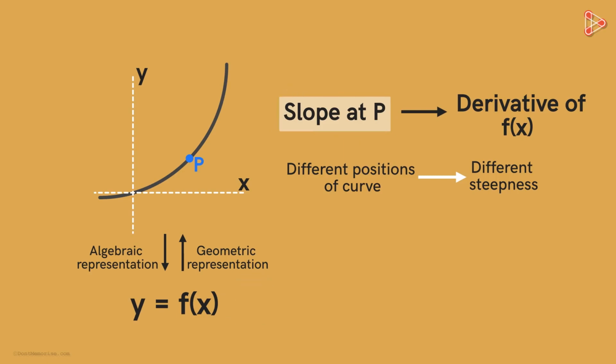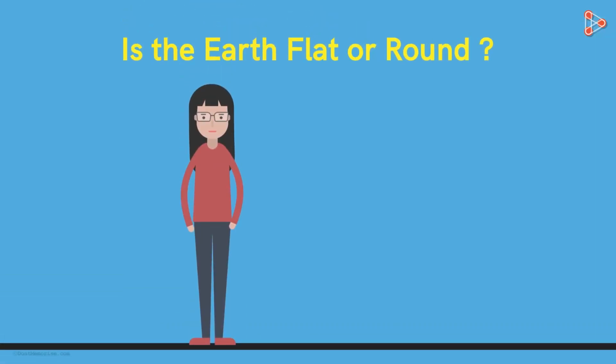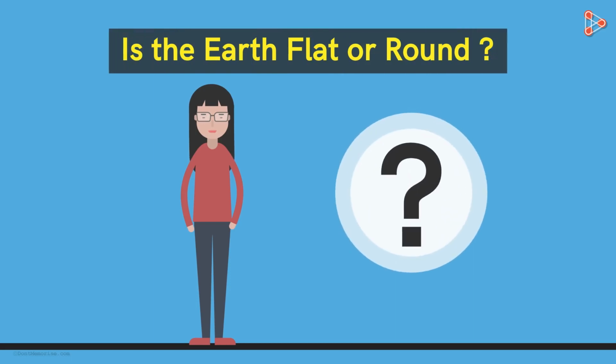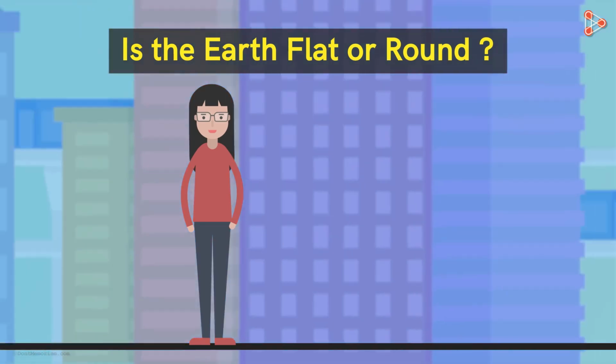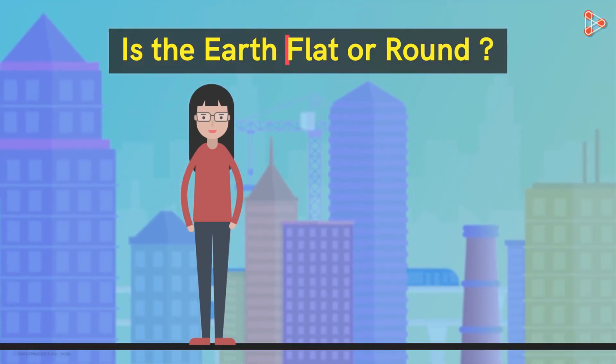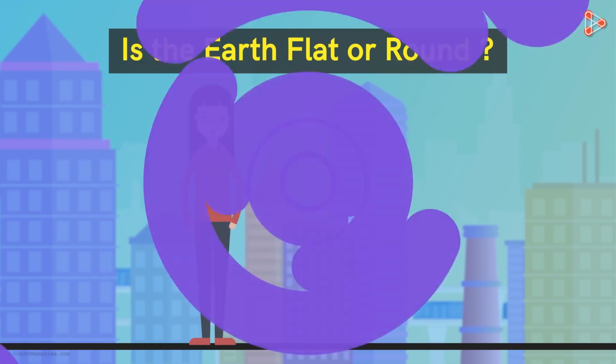For this, let me ask you one question. Is the Earth flat or round? You'd probably be laughing because we all know that the Earth is almost round in shape. But notice the surroundings around you. It seems that the Earth is flat. Why is it so? Consider this circle as the representation of the Earth. And let's say you are currently situated here.